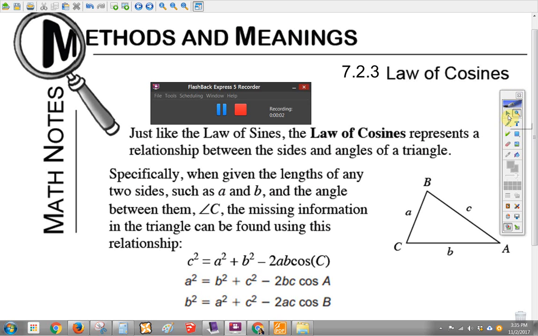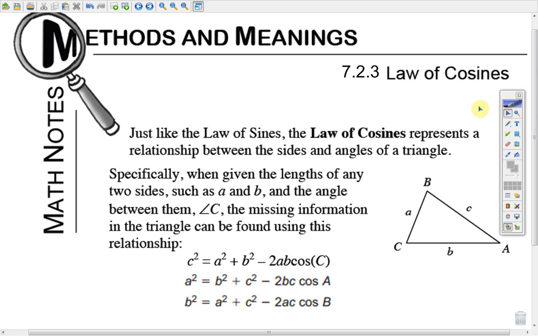Okay, guys, we're here today to talk about law of cosines. This is Math Note 7.2.3. And so, law of cosines, just like law of sines, represents a relationship between the sides and angles of a triangle.